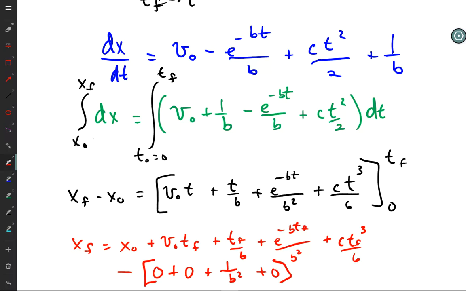So in the end, I have my x final is equal to x initial plus v initial t final plus t final over b plus e to the minus b t final over b squared plus c t final cubed over 6 minus 1 over b squared. Getting to the answer, of course, is good. Being able to do the steps is what I care about. Now on the test, you're only going to be tested on the final answer. So if I were to give you something like this, I would give you numbers to plug in and you would have a number for your answer for this is the distance it's going to travel.